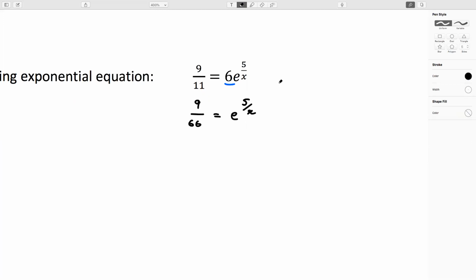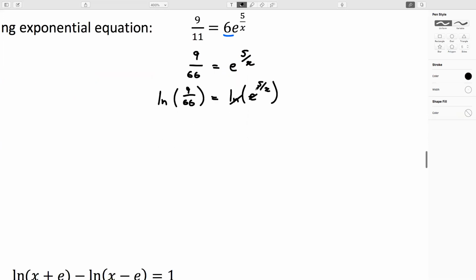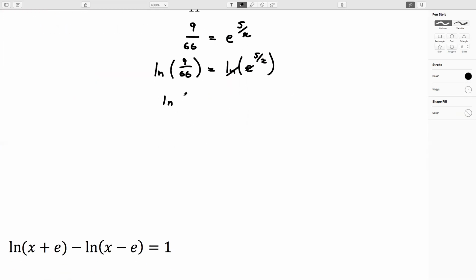by x, all right? And now I'm going to take the log of both sides, but I'm not going to take the normal log. I'm going to take the natural log. So ln of 9 over 66 equals ln of e to the 5 over x. The reason I'm doing this is because ln is base e, and I can now cancel out my e on the right-hand side. So I know that ln of 9 over 66 equals 5 over x.